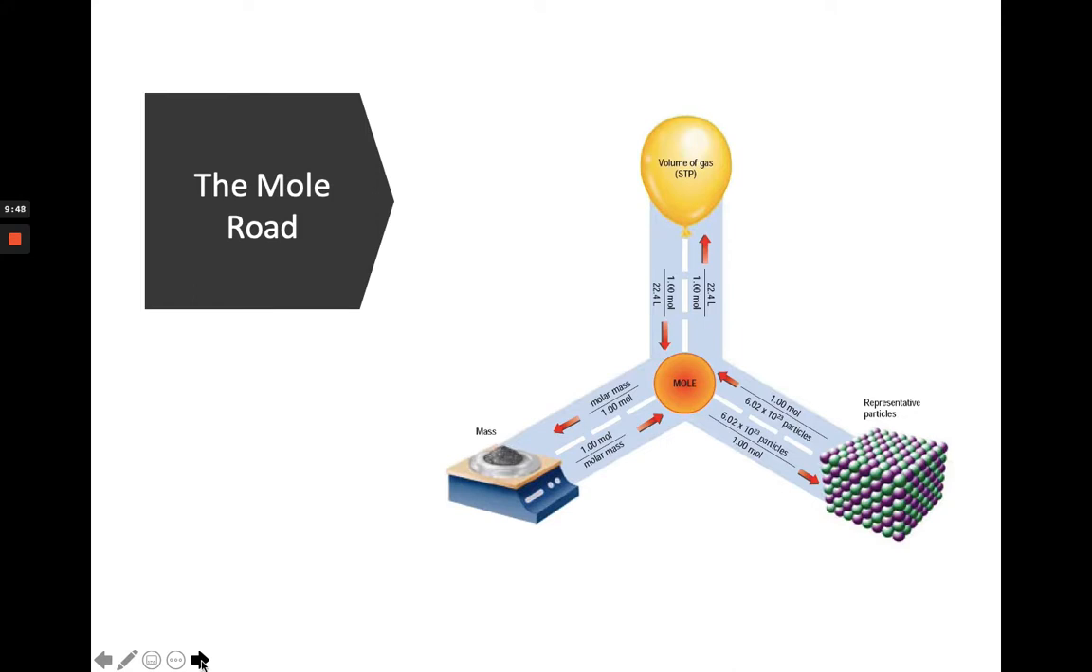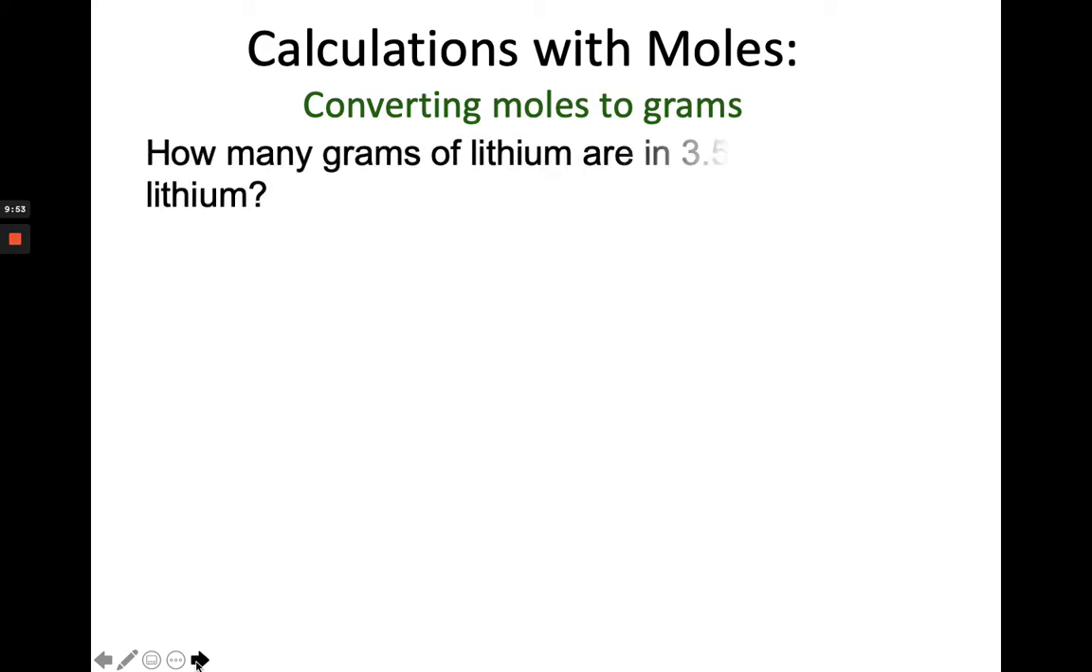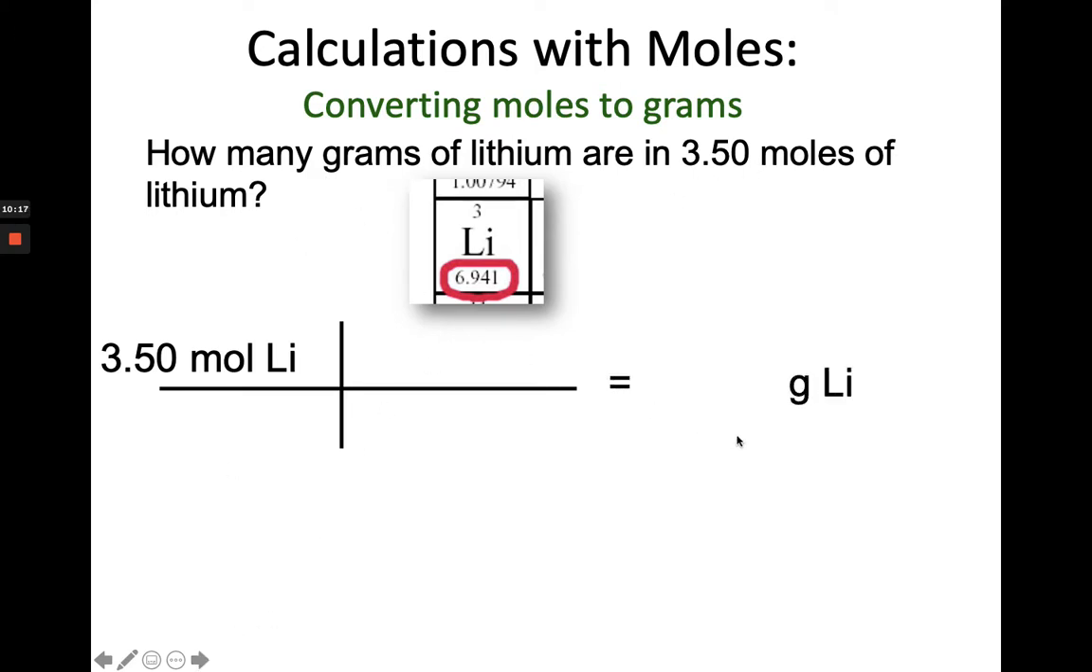So let's do that. Okay, so first of all, let's convert moles to grams. Here's the first example. How many grams of lithium are in 3.50 moles of lithium? So we know our conversion unit is 1 mole of lithium is 6.941 grams. And again, we match things. We start with our T-chart, the thing that has the number, 3.50 moles. And then we're going to go to the how many, which is grams.